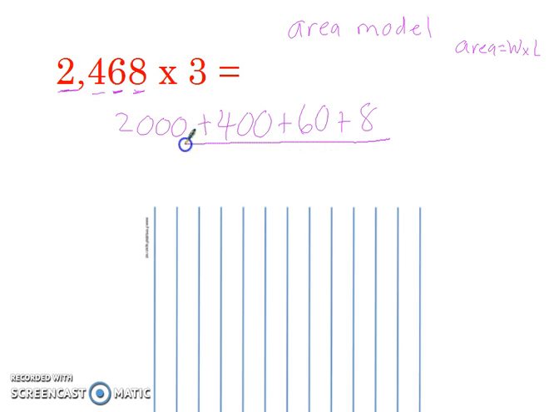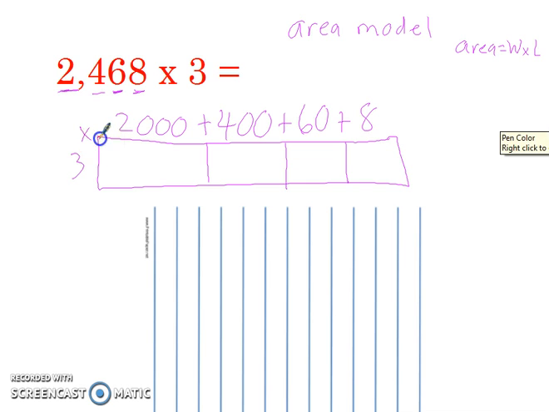So I'm going to make a rectangle under there. I'm going to make a line come down about every plus sign. And then over here, this is going to be times 3. So now what we're going to do is find the area of each little rectangle and add them together. So if I take this rectangle right here, you can see the dimensions are 3 and 2,000. So I'm taking 3 times 2,000. 3 times 2 is 6, and I have 1, 2, 3 zeros to append.